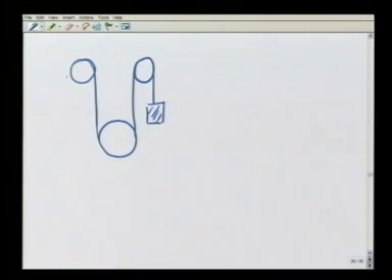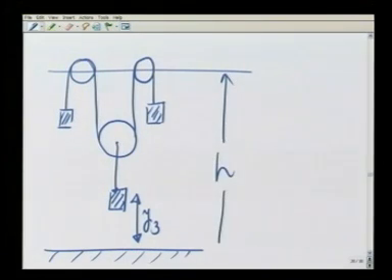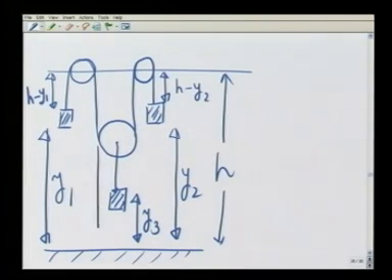Here I will now take the constraints into account, that the lengths of both the ropes are fixed. So this is y3, these were at height h from the ground, this is at y2, this is at y1. So let us see what are the different distances involved. This is going to be h minus y1, this is going to be h minus y2, or this is yp, I need that also. This is going to be h minus yp, and so is this.